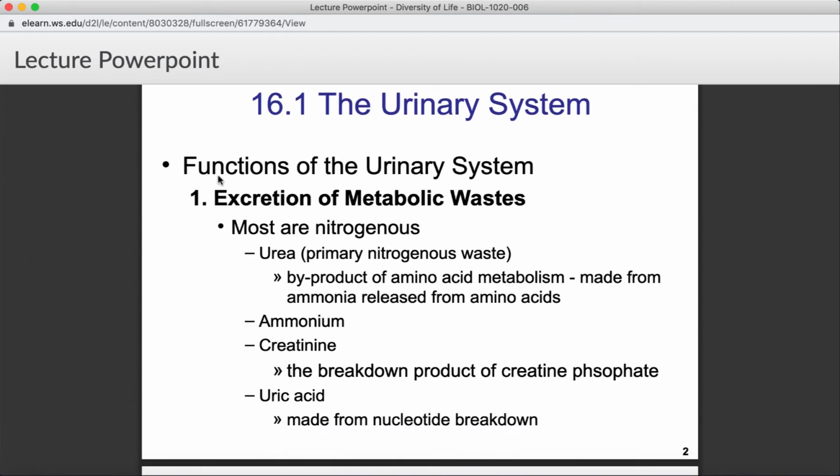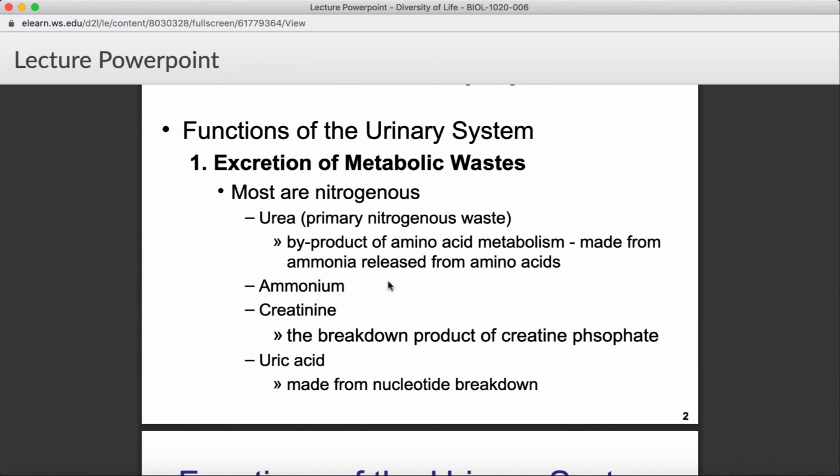So, the primary function of the urinary system is the excretion of metabolic waste, mostly nitrogenous. When you increase your protein intake, you have a lot more nitrogen waste that you have to deal with. So, if you're going to eat a lot of protein, you definitely need to increase how much water you're taking in, so that your kidneys don't have to deal with it all at once.